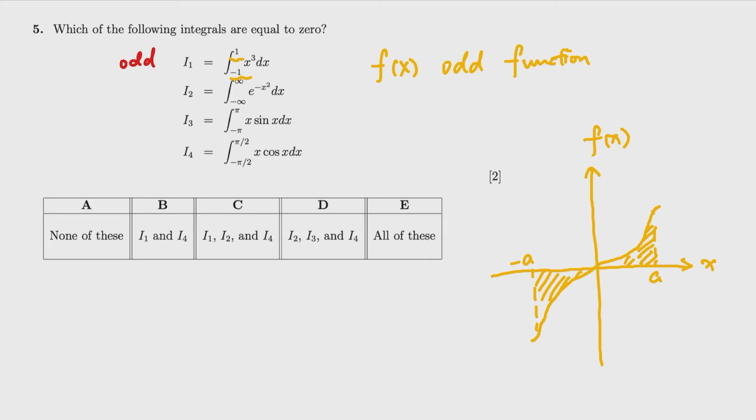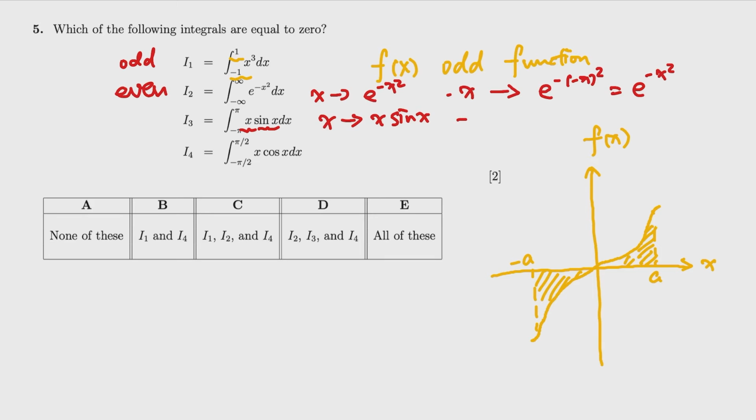The second integral, if you put x in, you will get e to the power of minus x squared. And if you put minus x in, you will get e to the minus minus x all squared, which is e to the minus x squared. So that's actually an even function. The third integral, if you put x in, you will get x times sine x. But if you put minus x in, you will get minus x times sine minus x. According to trig identity, you can put the minus sign outside, so two minus signs can be cancelled, which will give x times sine x. So that is an even function.